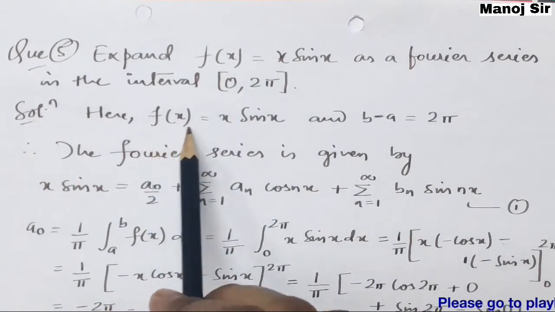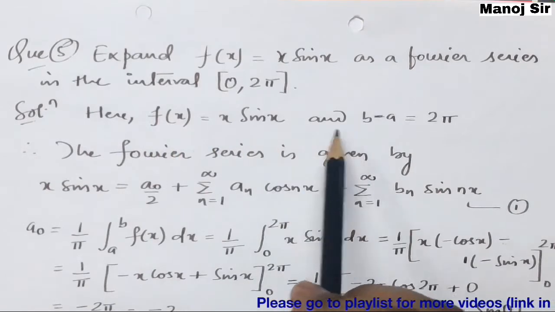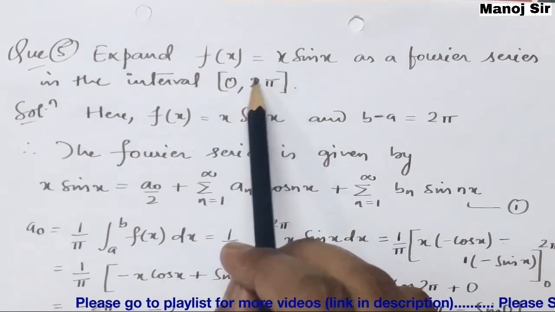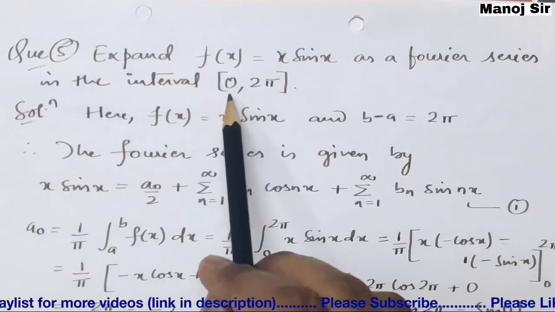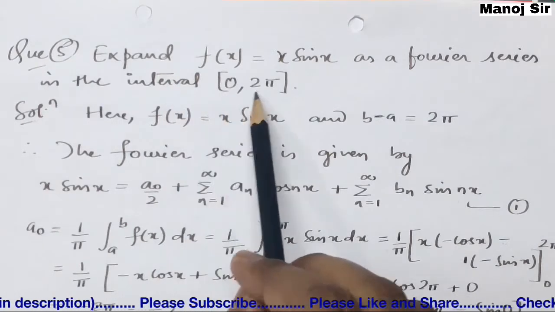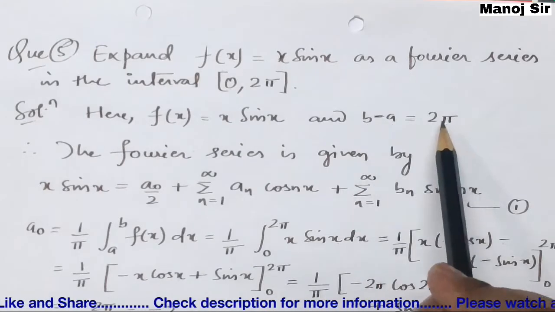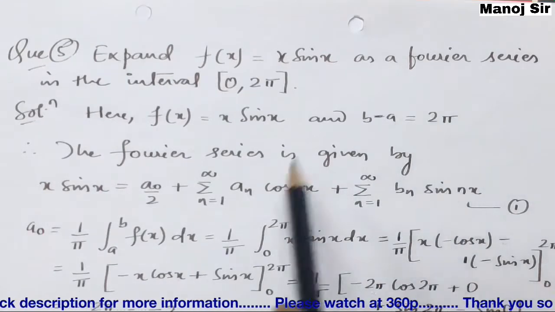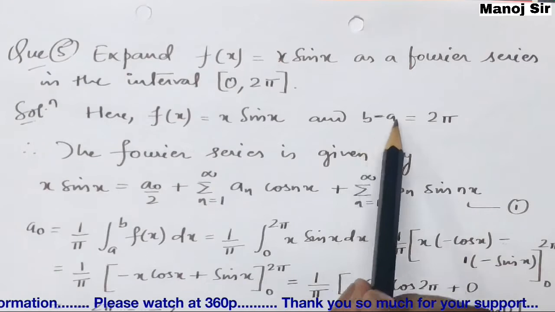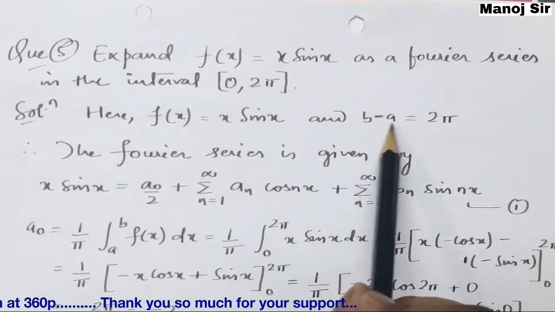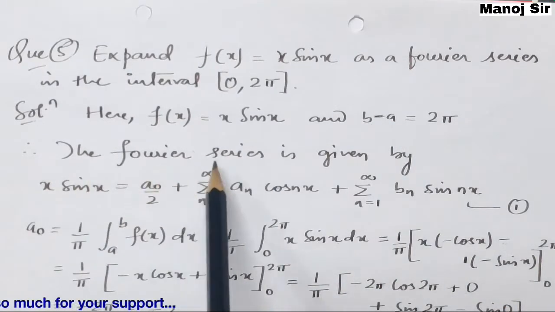So here we can say f of x equals x into sin x, and what is b? It is 2 pi. What is a? It is 0. The interval is basically a comma b, that is 0 to 2 pi. So if you find b minus a, that is going to give you 2 pi. Fine?